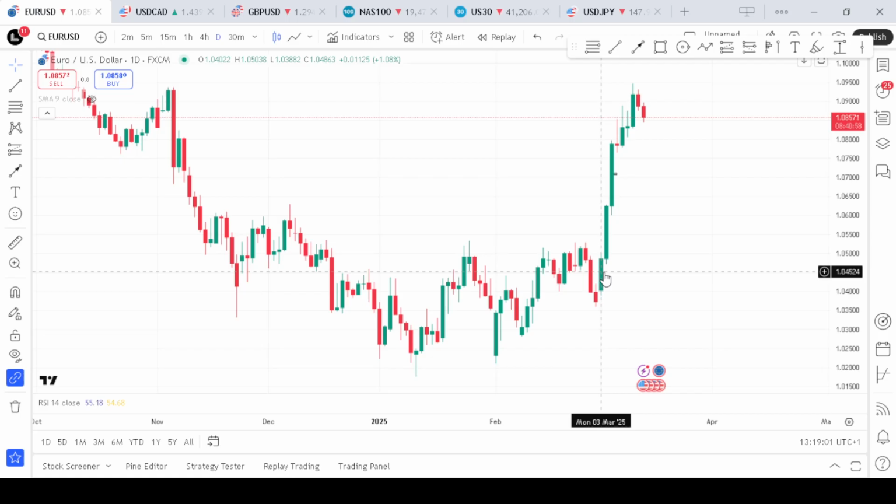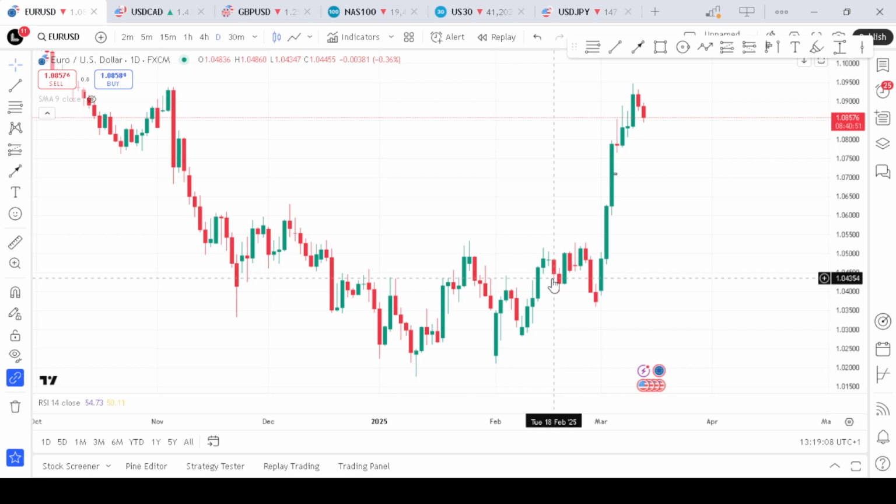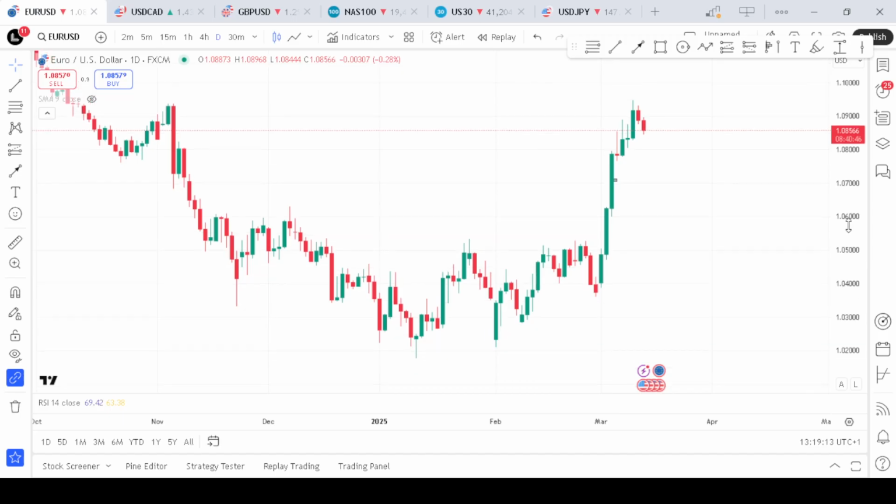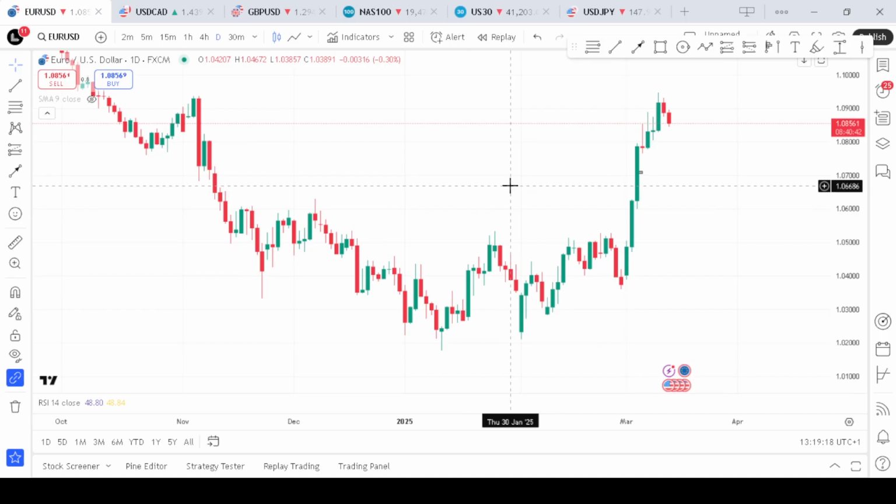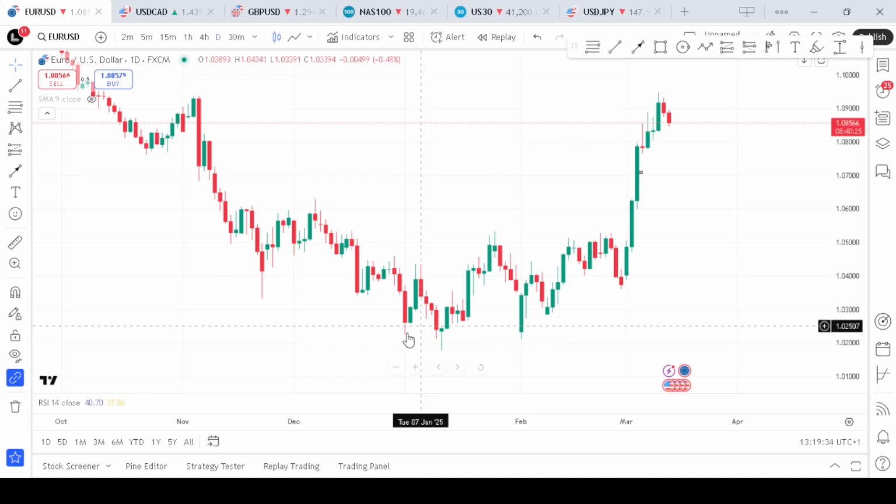Other powerful patterns include the evening star, three black crows, and the hammer. Each pattern provides unique insights into market sentiment and potential trend changes. By learning and recognizing these patterns, you can make informed trading decisions and potentially identify high probability trade setups before they become obvious to other traders.